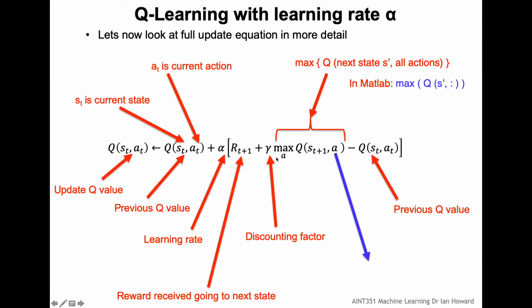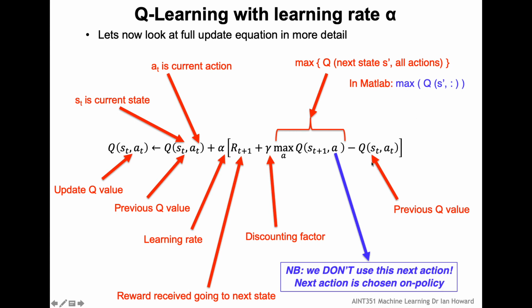Actually calculating the maximum value at the next state is very simple to do in MATLAB. If you've done this as a matrix, where the first element is your state and the second element is your action, all you'd say is look at the Q value at the given state that we're interested in, S prime, choose all the actions, and then just pick the value which is the biggest. So that's quite an easy thing to calculate.